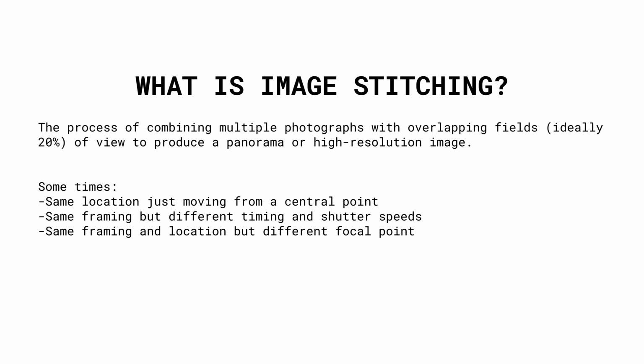It's the same framing, so you don't want to change anything about the camera, right? You want to keep your aperture the same, your shutter speed the same. Sometimes you might want to use a different shutter speed if different parts of the picture are going to be dark or in shadow and you want them to become brighter. It's also the same location, but just a different focal point. So you're just moving the camera, but you're not zooming in and out. So you're not changing the focal length. You're just changing the focal point of the camera.